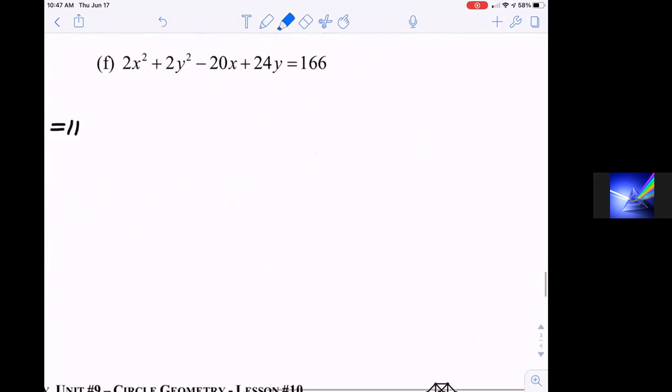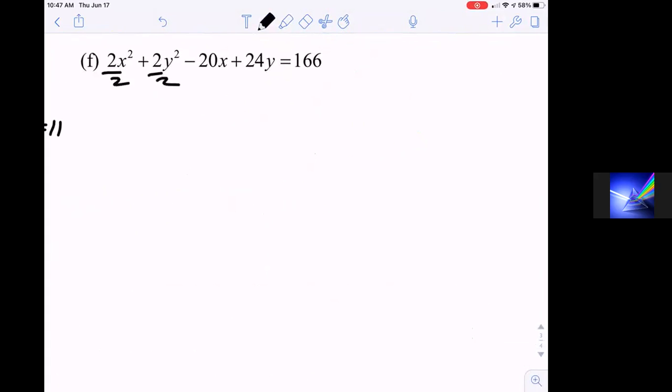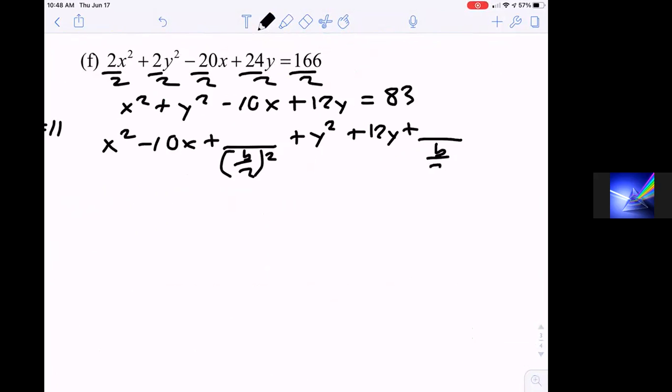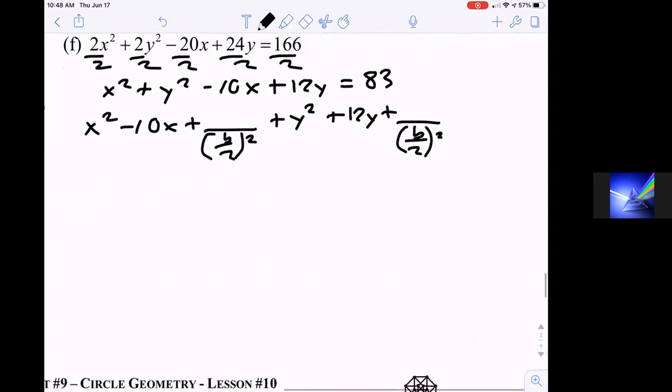Letter F. Let's start off the same way. Let's divide everything by 2. And then let's rewrite this. This would be x squared plus y squared minus 10x plus 12y equals 166 over 2, or 83. Now spread it out. Make sure you match your x terms. So x squared minus 10x, see they put them in different orders, right? Minus 10x plus, leave some space for b over 2 squared, plus y squared plus 12y plus, leave some space for b over 2 squared. And then leave a little space, with an equals 83 over in the end.